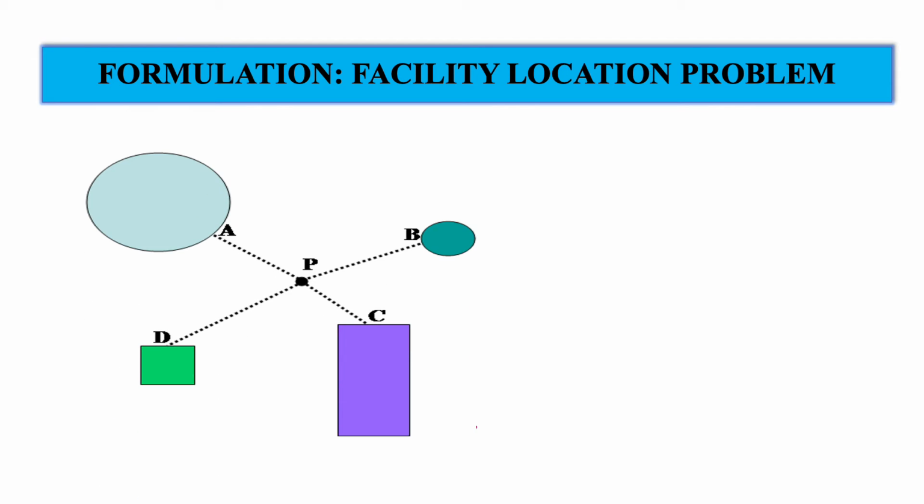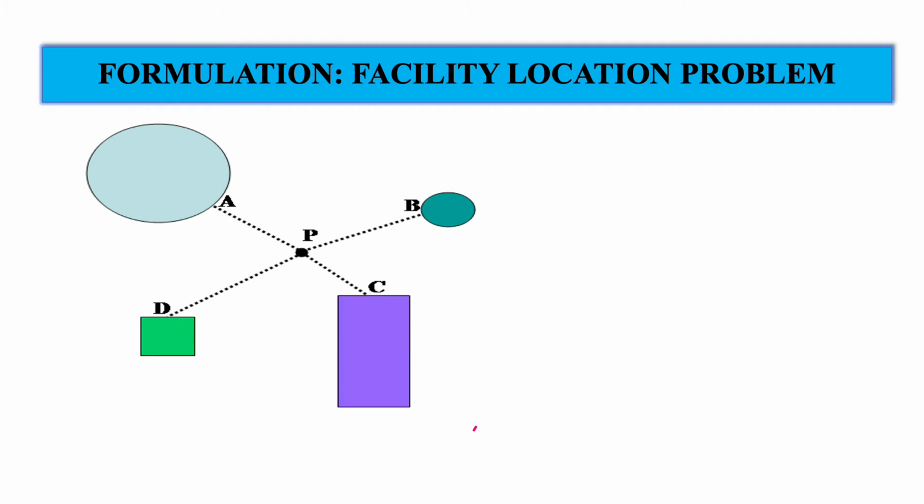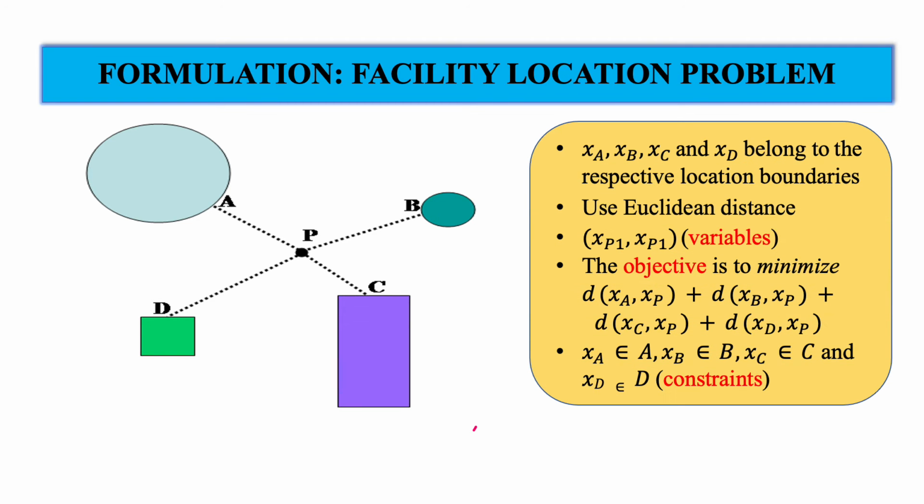So if you look at the facility location problem, say XA, XB, XC and XD are the points belonging to their boundaries. Remember that I am looking at the boundaries of these population centers, and again we want to use Euclidean distance, so the problem is to find the best location of P. So this is the location of this convenience center for the residents of these population centers.